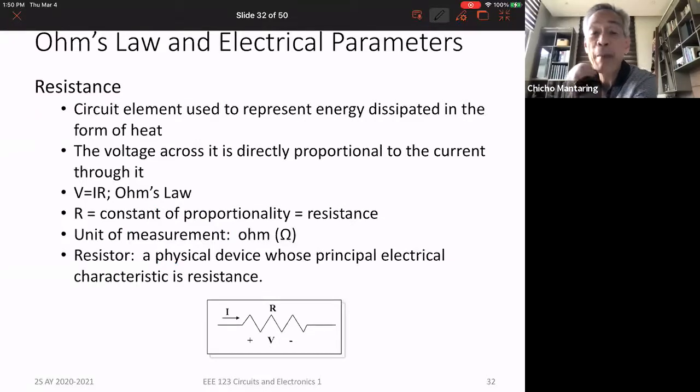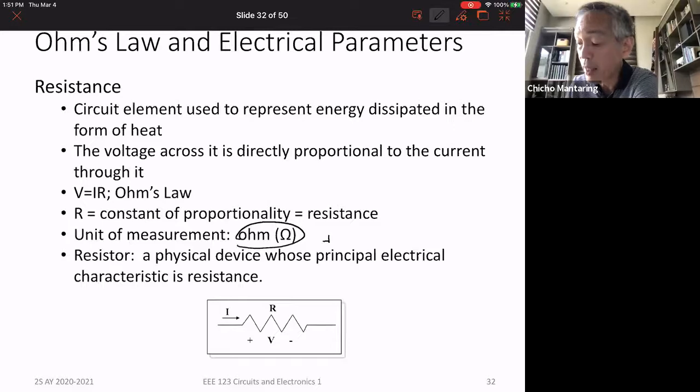So what happens to the energy that the resistor absorbs? It usually manifests itself in the form of heat. So whatever energy the charge loses as it flows through your resistor just gets hot. I mentioned already the voltage across it is directly proportional to the current through it. Ohm's law: V equals IR. R is the constant of proportionality. The unit for R is ohms.